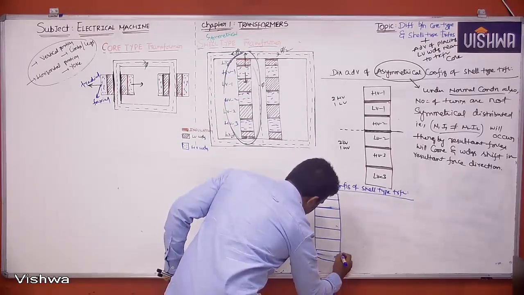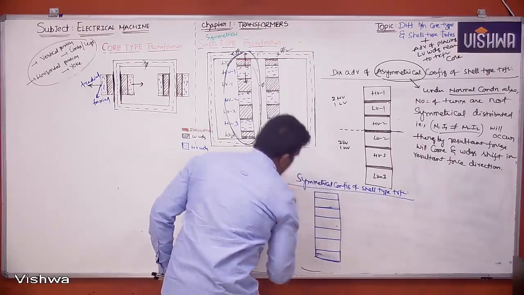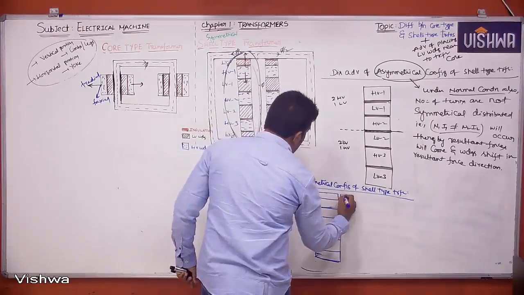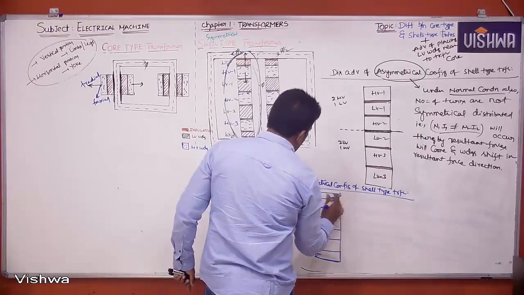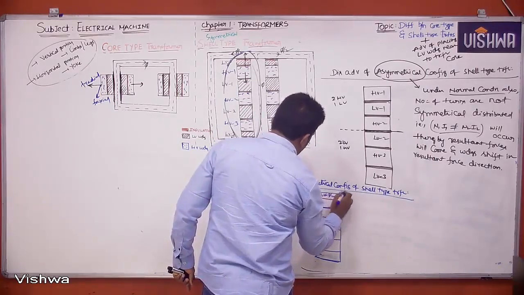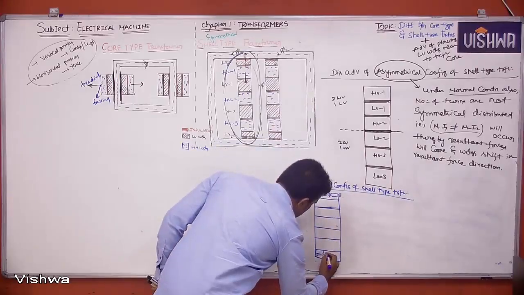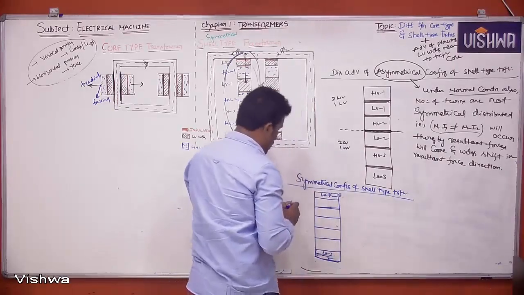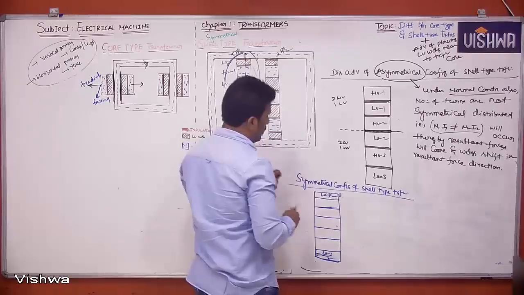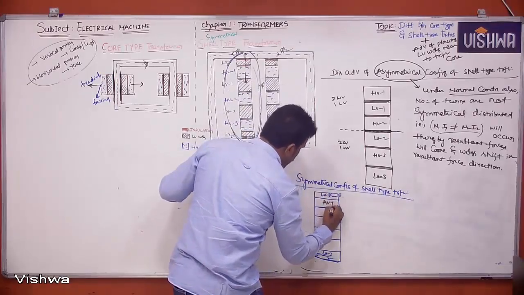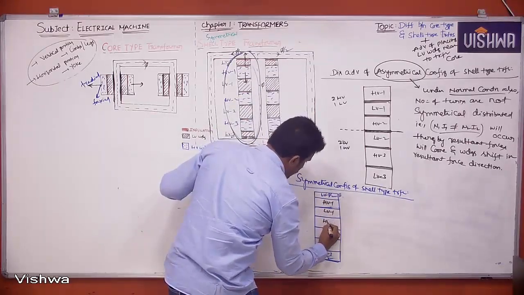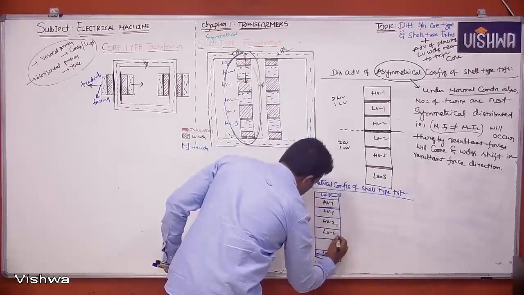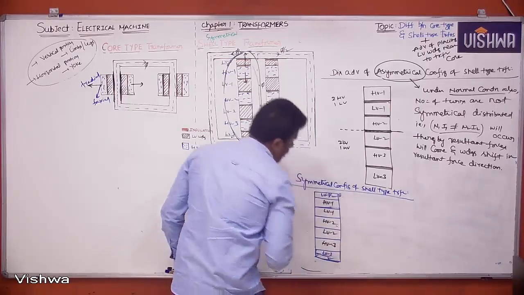LV3 by 2. Observe clearly. This is what I can say. Here LV3 by 2, remaining as it is. Means what? HV1, LV1, HV2, LV2, HV3.